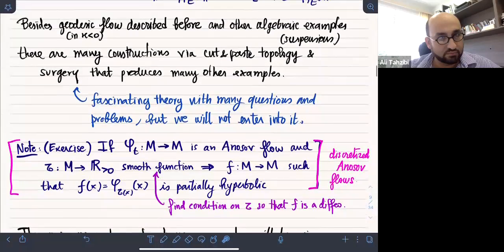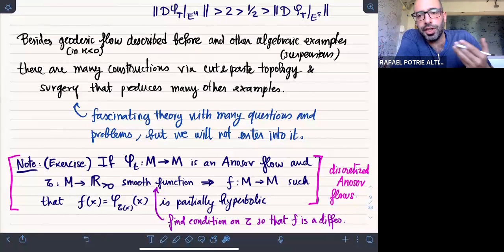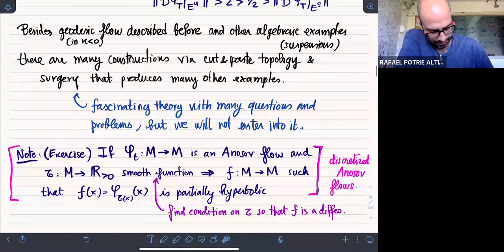Okay, but this is a family of examples, and it's more general in principle than just taking the time one map of an Anosov flow.